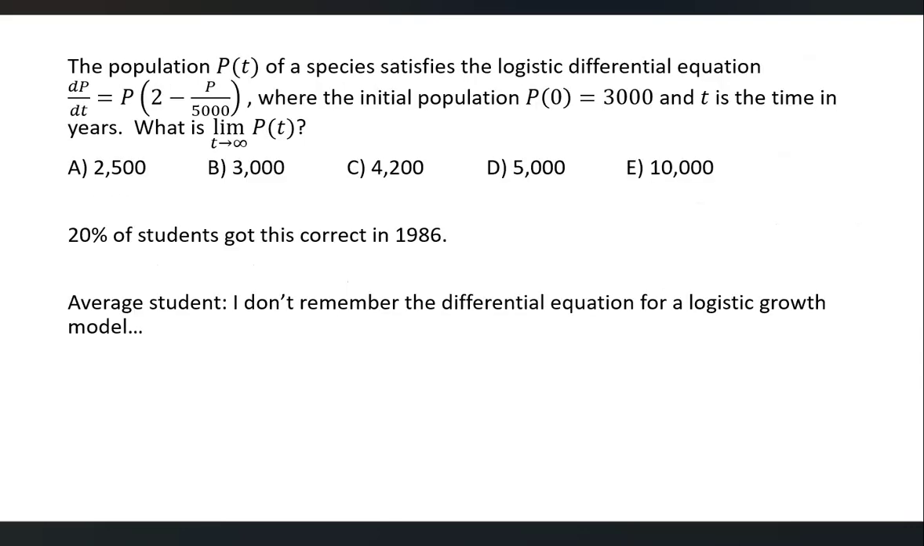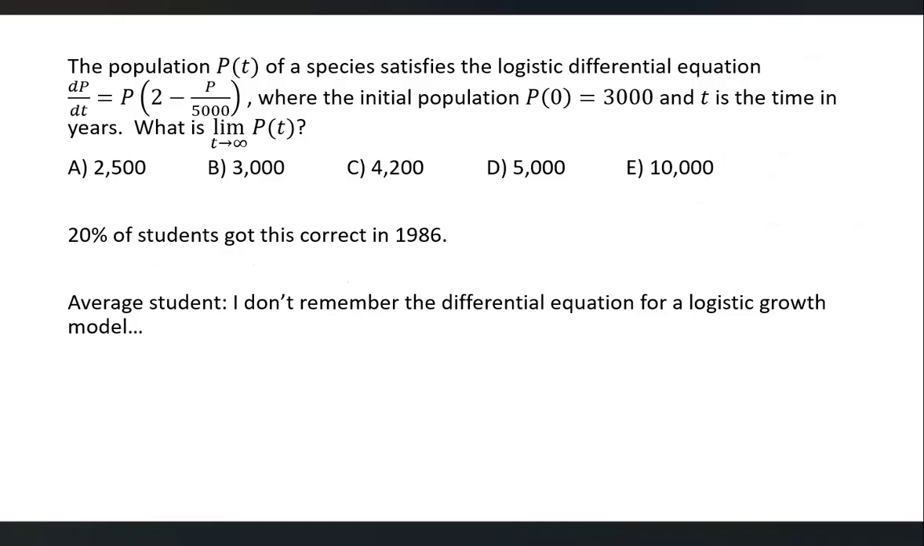All right? Last problem. Population P of T of a species satisfies the logistic differential equation dP/dt is P times 2 minus P over 5,000, where the initial population P of 0 equals 3,000, and T is the time in years. What is the limit as T approaches infinity of P of T?